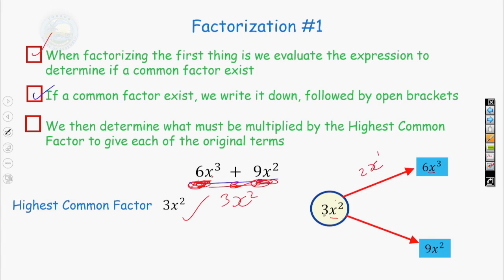Remember the laws for multiplication. Multiplication is commutative, so I can rearrange and still multiply. 3 times 2 is 6. x squared multiplied by x is going to give me, add the powers, x cubed. Are we correct? Bingo, we are correct.